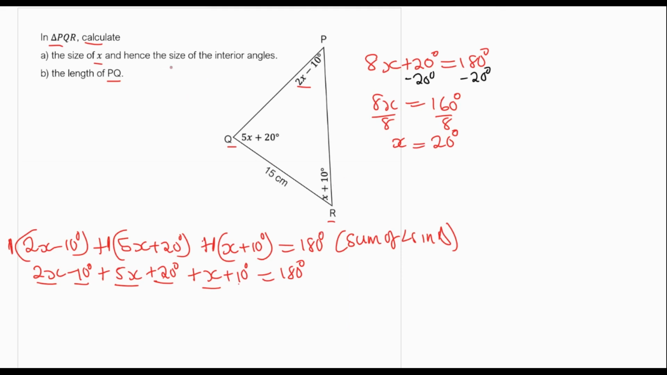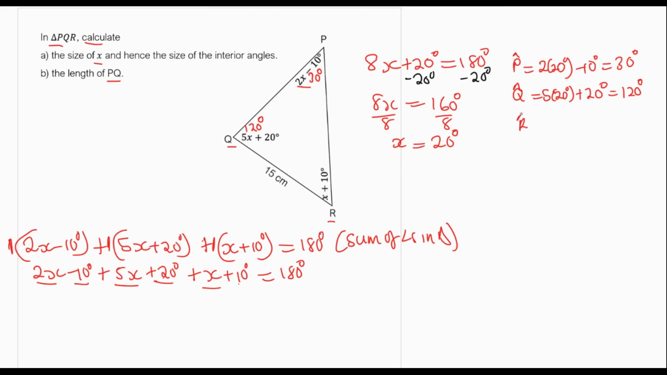We need to find the size of the interior angles. Let's start with angle P. Angle P is equal to 2x minus 10, so it's 2 times 20 minus 10 degrees, which is equal to 30 degrees. So this is 30 degrees. And then angle Q is equal to 5 times 20 degrees plus 20, which is equal to 120 degrees. So this is 120 degrees.